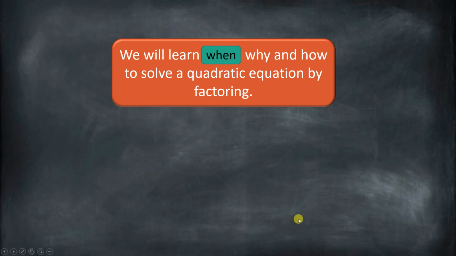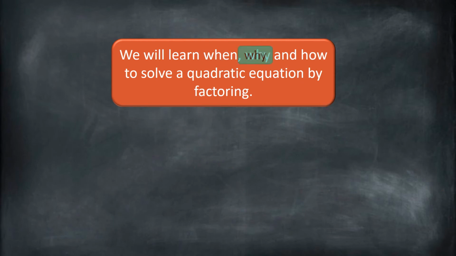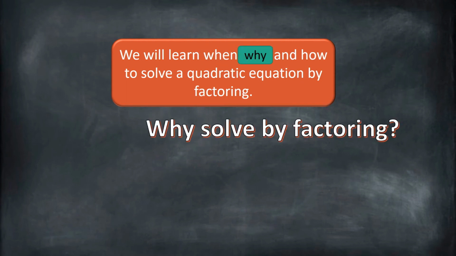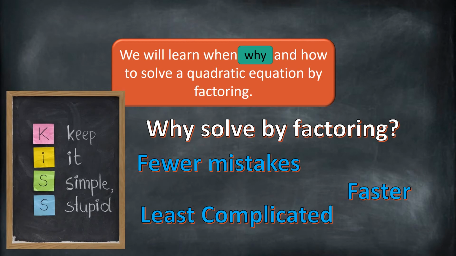Let's first talk about when you would factor to solve a quadratic equation. Well, first, if the instructions say, hey, factor it, then do it. And if the instructions aren't specific on the method you're going to use to solve the equation, if it's factorable, you should, because it is simplest. You're going to make fewer mistakes. It is faster. It's the least complicated. It is the KISS method in action. Keep it simple, stupid, right? So the simpler, the quicker, the better.